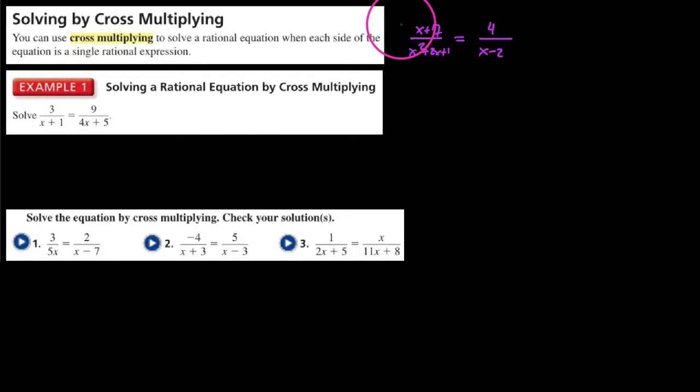And so what we're going to do is explore the techniques behind solving things that are in this form, starting with a method that we use that is cross multiplying. Okay, let's go ahead and bring something up here. We say that we can use cross multiplying to solve a rational equation when each side of the equation is a single rational expression.